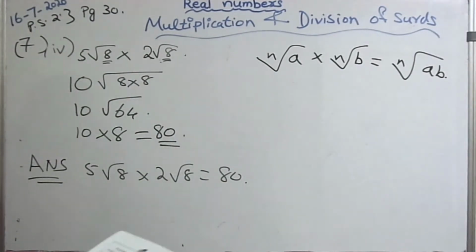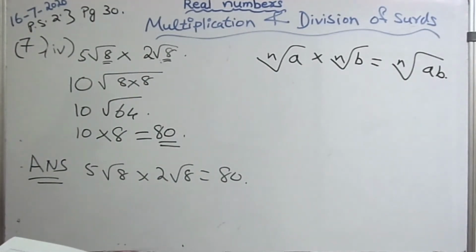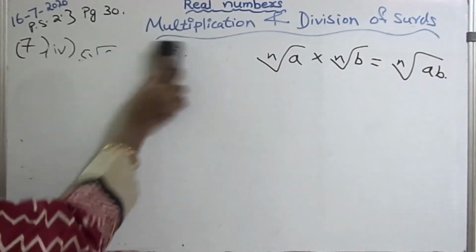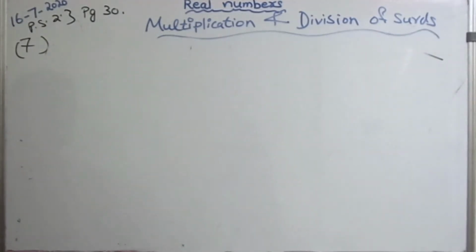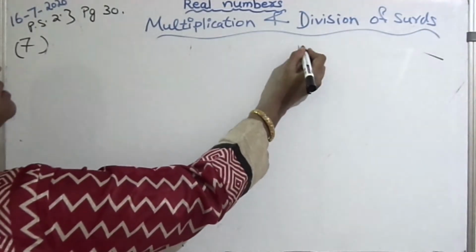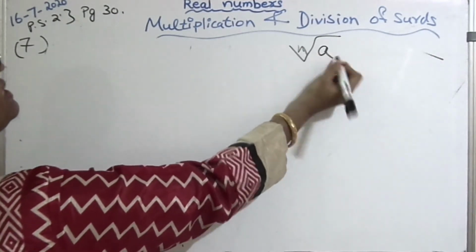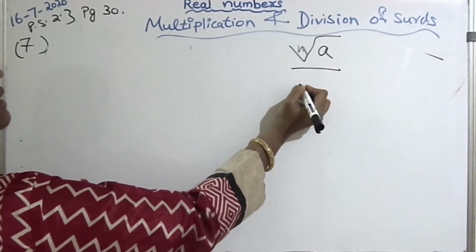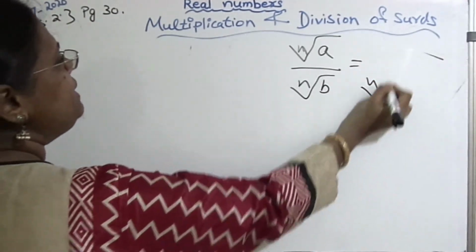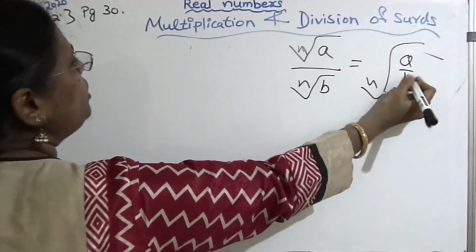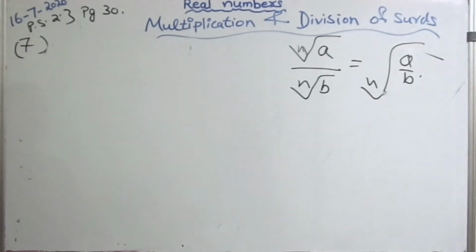Okay, so we have completed multiplication of surds. Now let us go to division of surds. Division of surds also, if the surds are like surds and the order is same, nth root of A upon nth root of B, you can make it a common nth root and write A upon B. Divide the radicals. Okay, this law you all have studied.